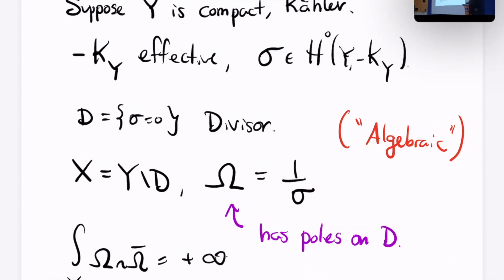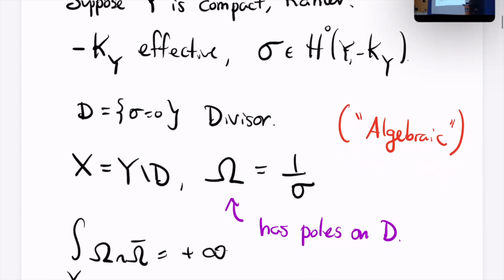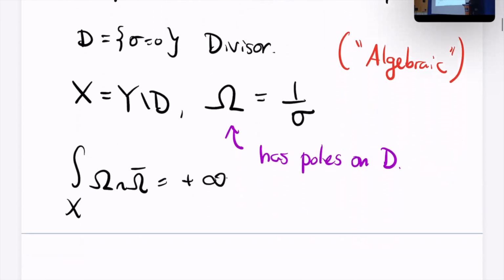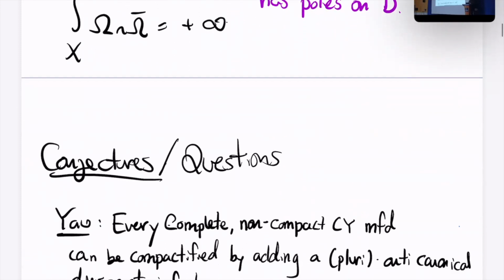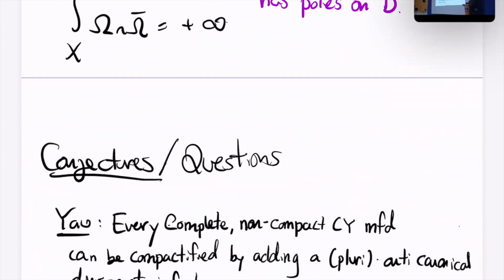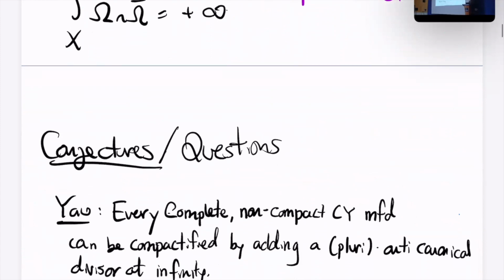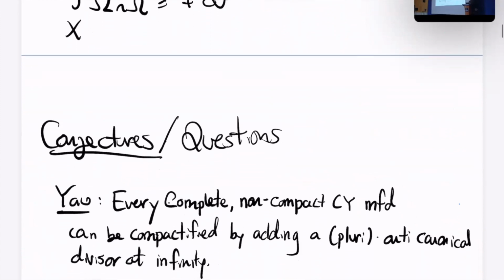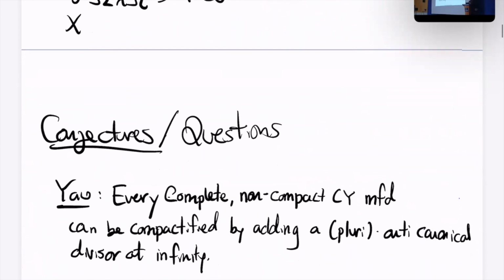Now, in some sense, you can think of these examples as being algebraic because they're constructed out of algebraic information. So a pair, right? A pair of a compact Kähler manifold and an anticanonical divisor. So in fact, Yau conjectured that every complete non-compact Calabi-Yau manifold can be compactified by adding one of these divisors at infinity. So this is Yau's compactification conjecture, which is a major open problem. It's reasonably well understood in dimension 2 now, but outside of dimension 2, it's wide open.